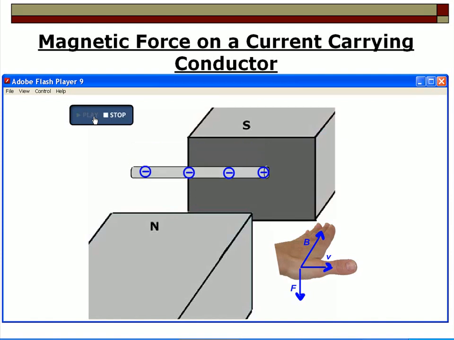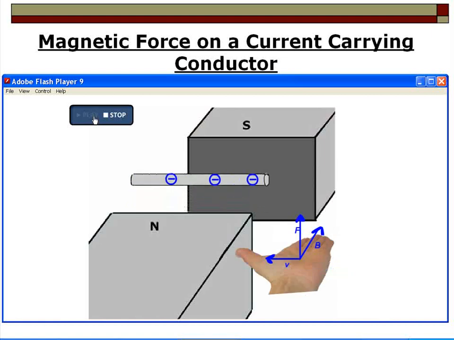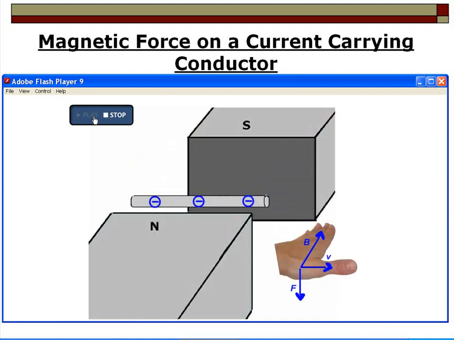So again, I'll just let it run for a second so you can see what would happen. As the current moves through, you would experience a force on that conductor that would either move it up or down depending on the direction of the electron flow. Note my fingers are always pointing from north to south in this case. My thumb is always pointing in the direction of the current, and out of the palm will be the force. So this will happen on a current carrying conductor.